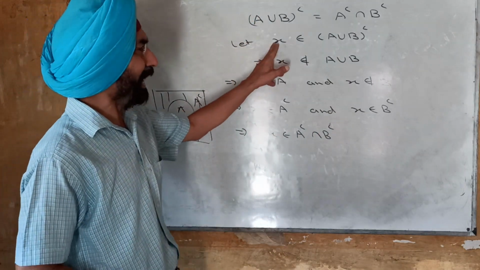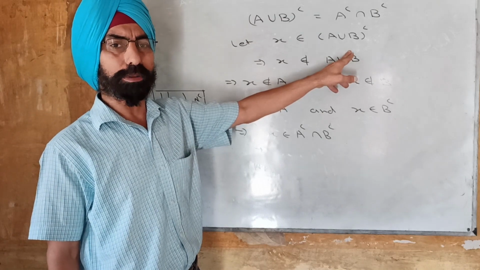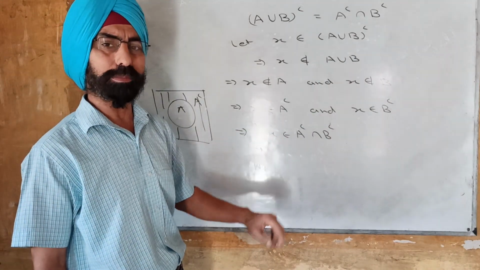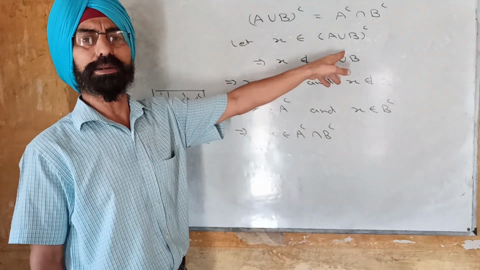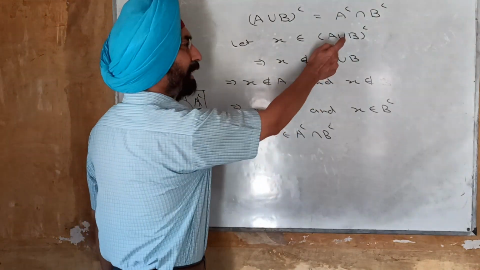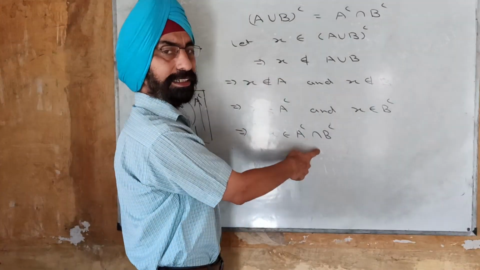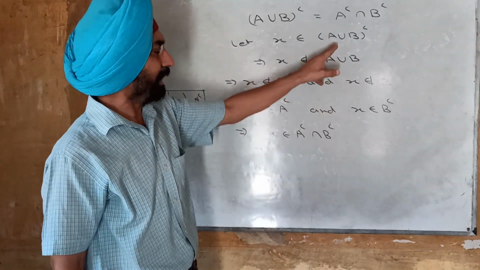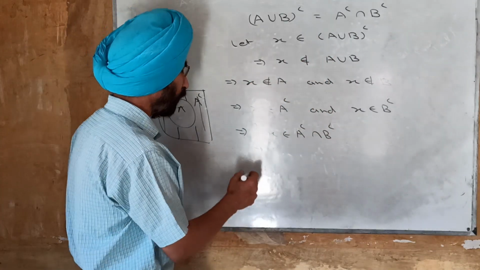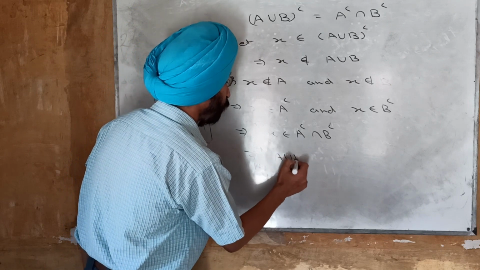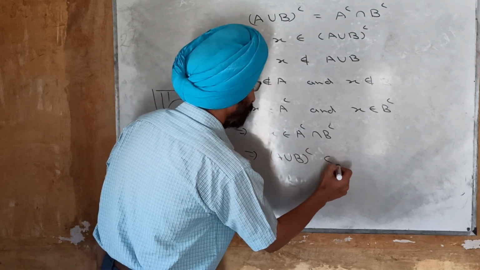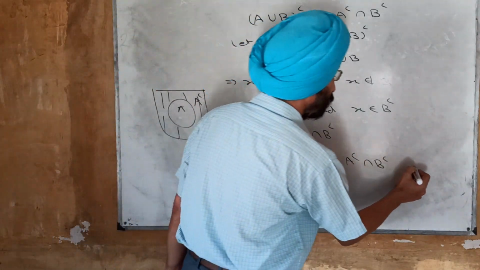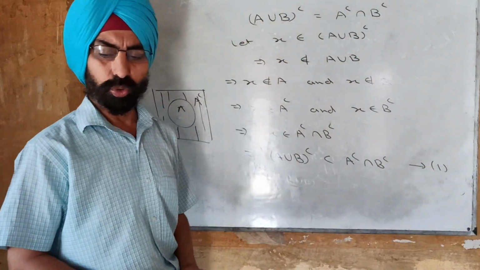We have taken X from this set, A union B complement, and what we have seen is that X is in this set, A complement intersection B complement. And what is X? X was an arbitrary element of this set. That means every element of this set is also a member of this set. And when every element of one set is a member of the other set, then the first set is a subset of the second. So what does it prove? It proves that A union B complement is a subset of A complement intersection B complement. Let us take this as result number 1.